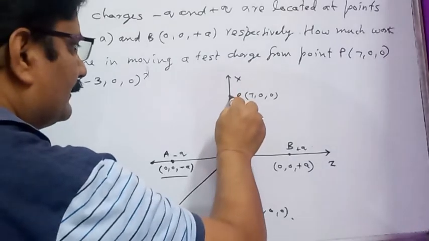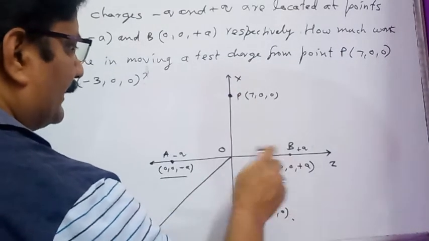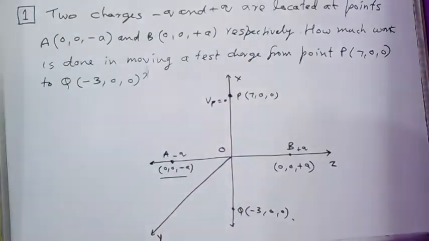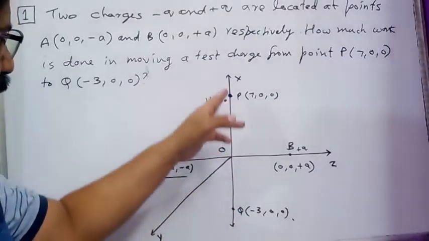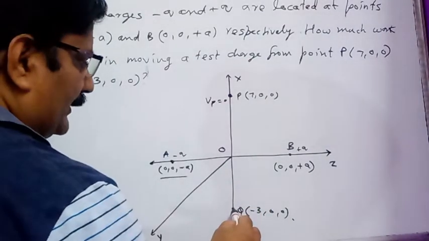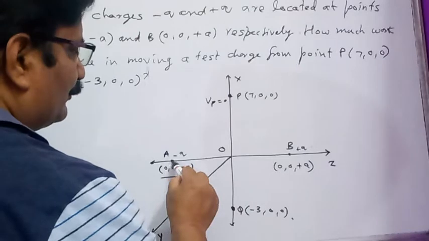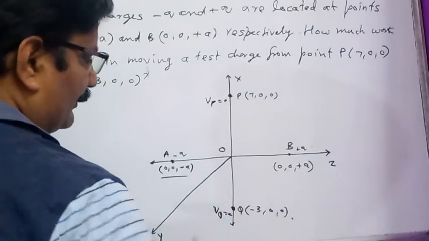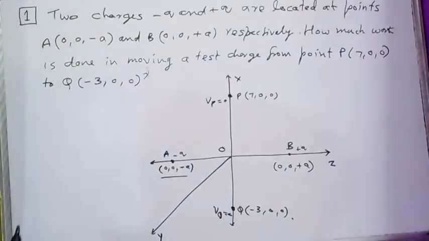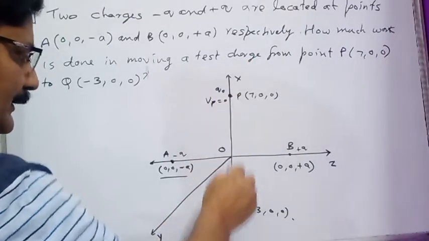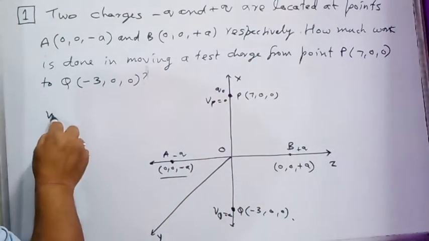As point P is lying on the equatorial position of the dipole, the potential at point P, Vp, is going to be 0. As I told in the previous video, potential on the equatorial position of a dipole is 0. Similarly, point Q is again on the equatorial position of this dipole, and the potential at this point, Vq, is again going to be 0. So to find the amount of work done to move the test charge, suppose the test charge is Q0, from point P to point Q, what is the amount of work done?